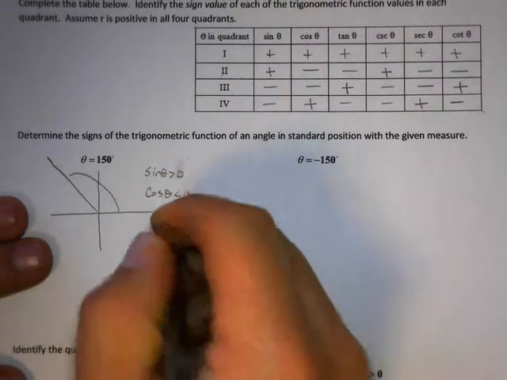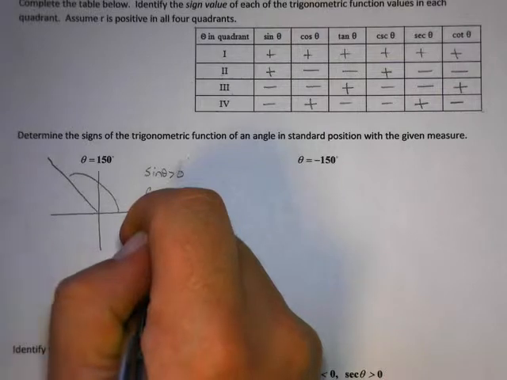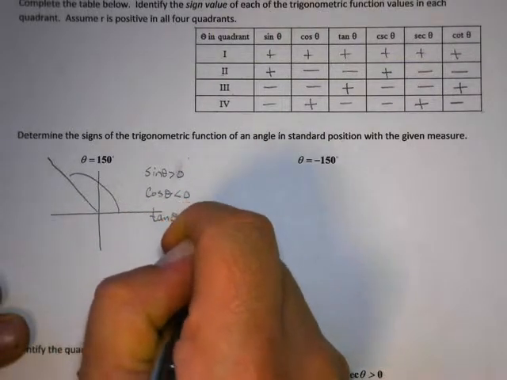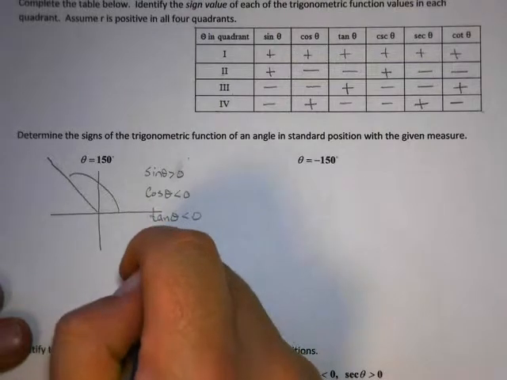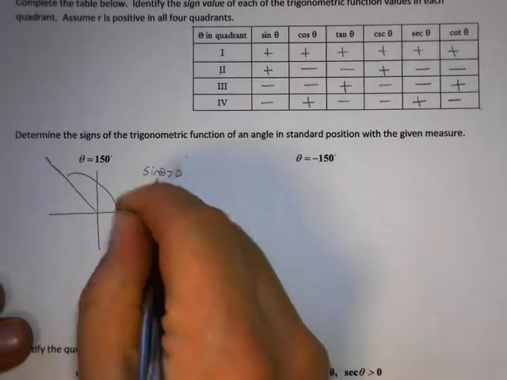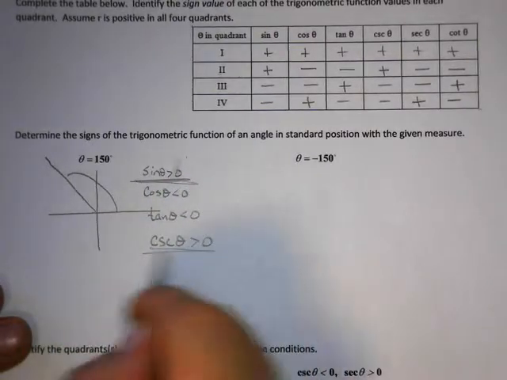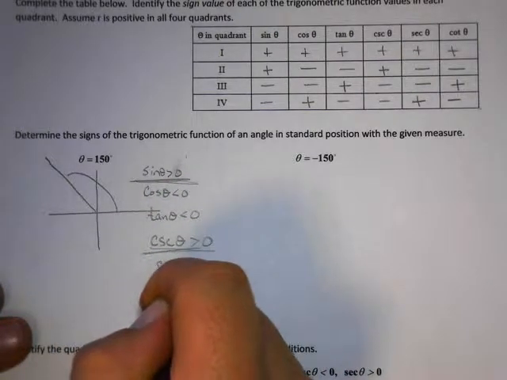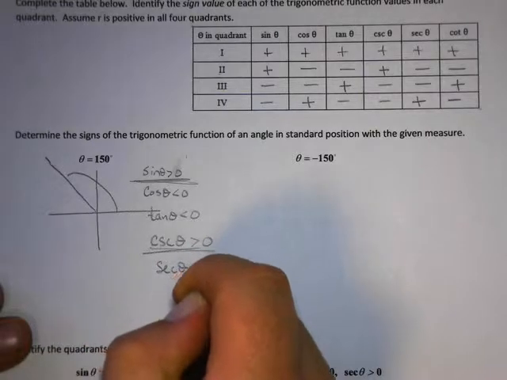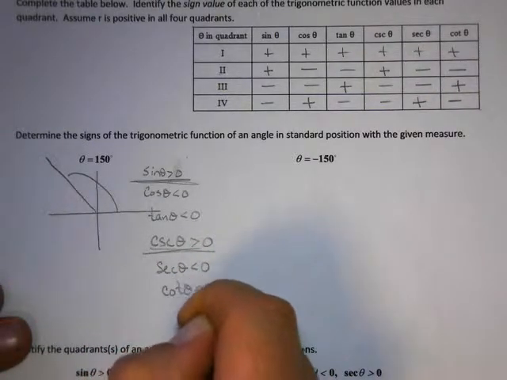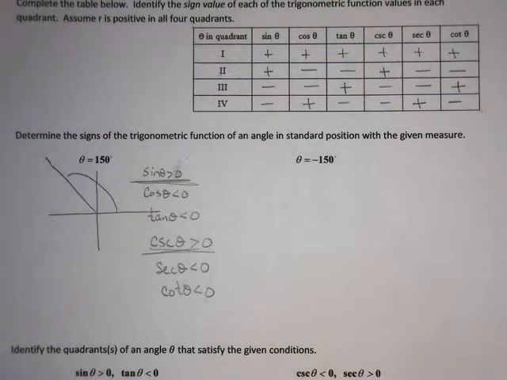Tan theta is going to be less than 0, negative. Cosecant theta is the reciprocal of sine, so that's going to be positive. Here's our positive, positive. The others, secant theta, less than 0, and cotan theta is going to be less than 0. So we have 2 positive, 4 negative.